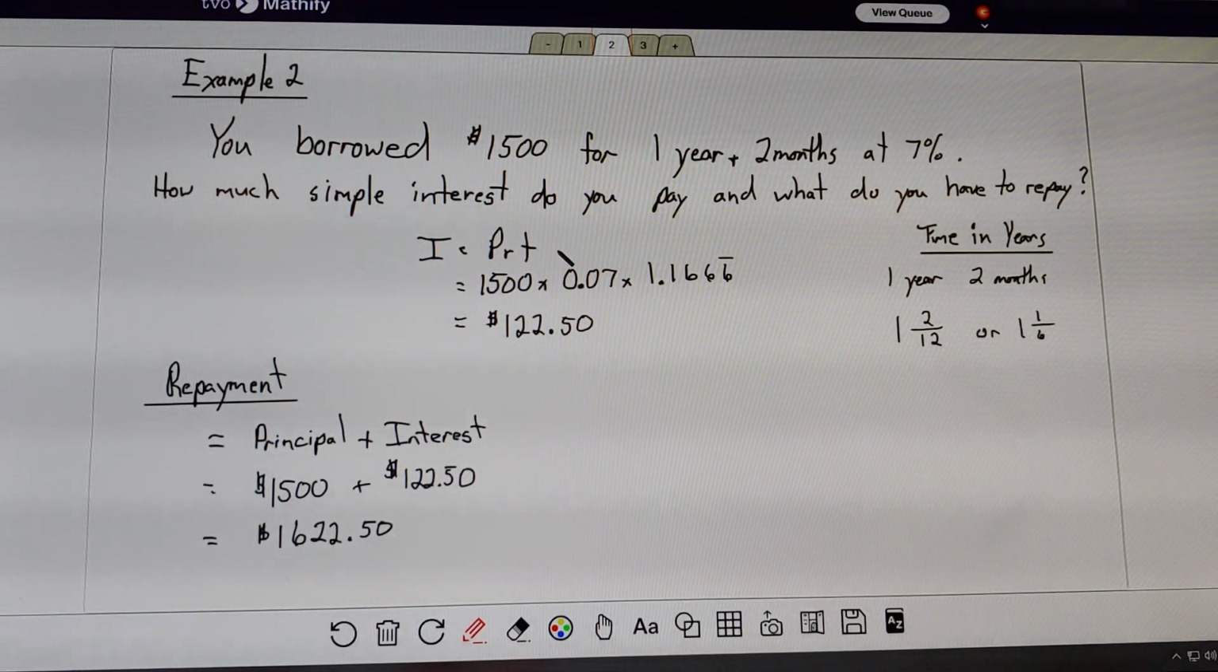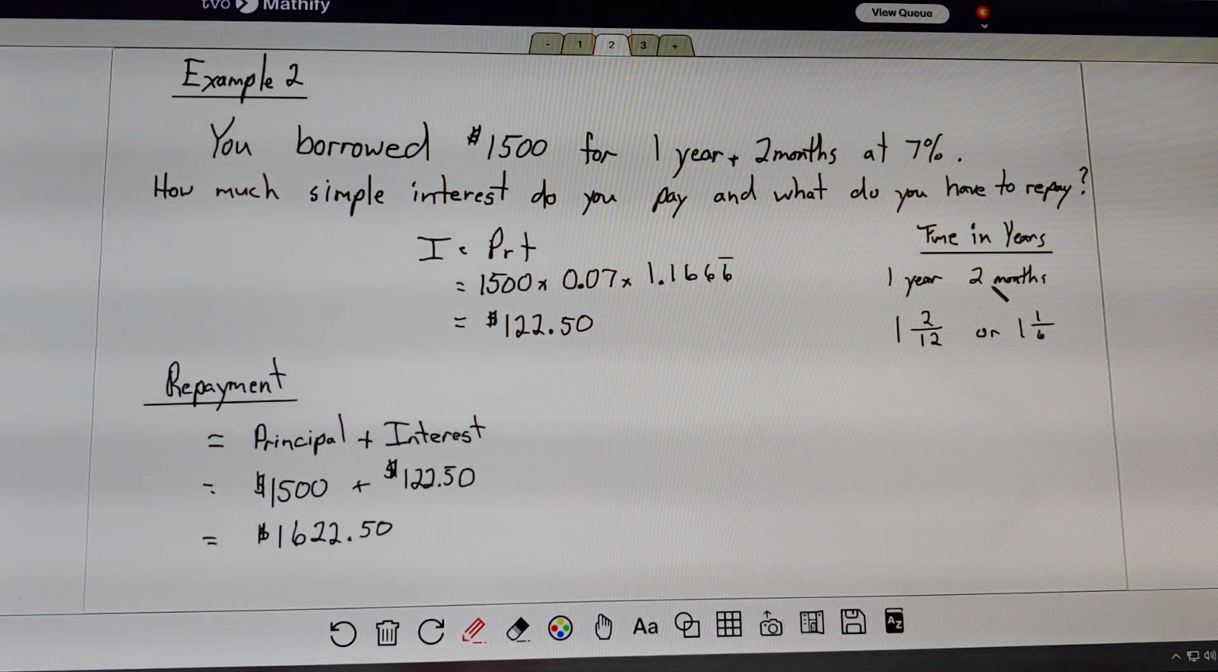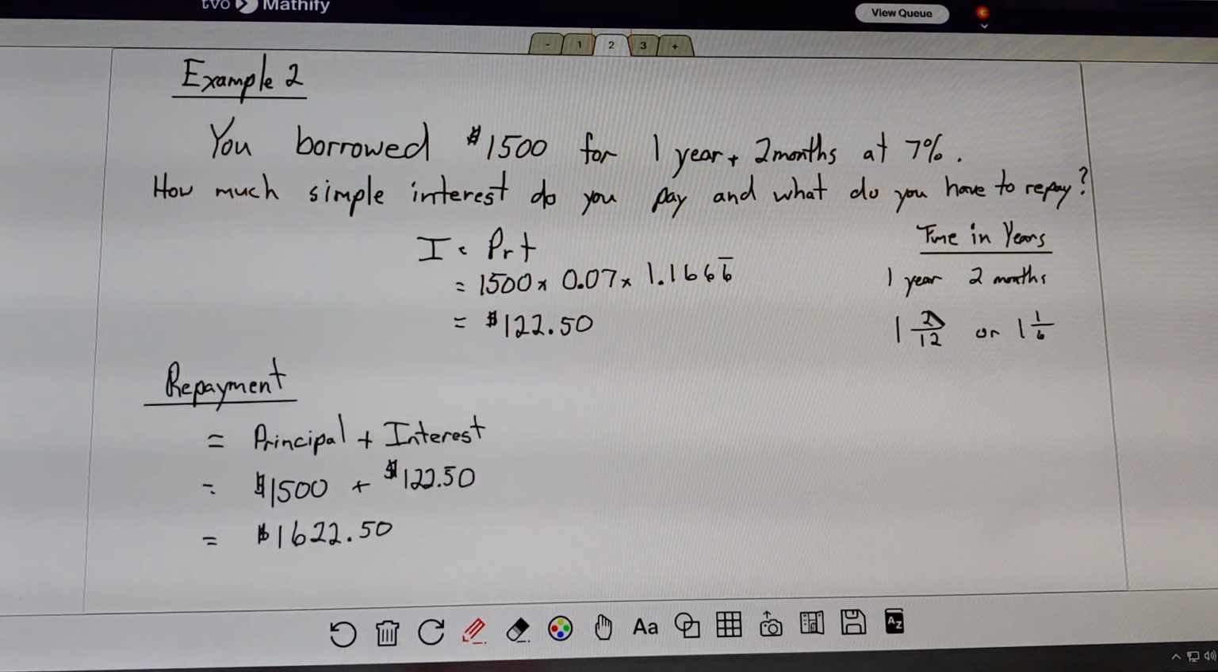Now, our time in years, 1 year, 2 months. So what I've seen people do is, okay, well, that's 1.2. No, that would work if we had 10 months a year, but we have 12. So our time in years, we have 1 year and 2 months. So the 1 year is fine. That's a whole. 2 months, 2 out of how many months a year? Well, 12.